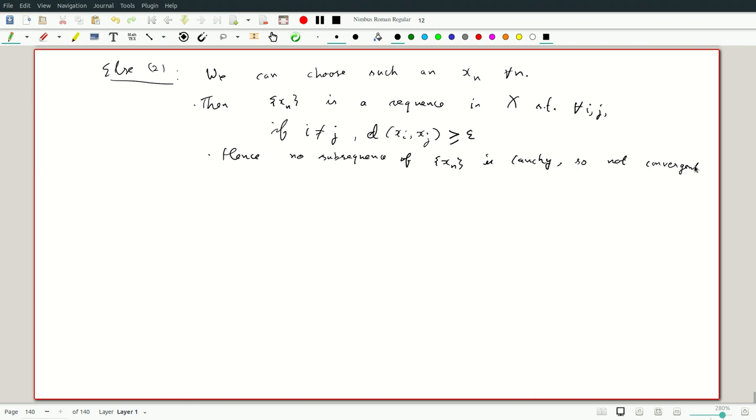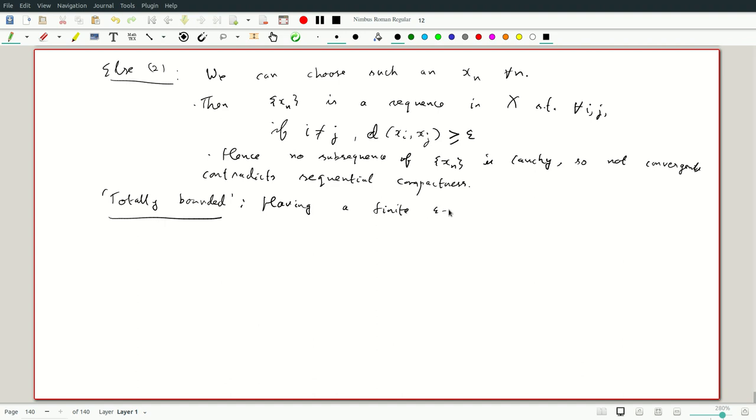Convergent implies Cauchy is an elementary application of the triangle inequality. I could have directly claimed this contradicts sequential compactness. So sometimes the term totally bounded is used for this. It's fairly standard, though it's not a great term for this, is having a finite epsilon net, an epsilon net for all epsilon greater than 0.